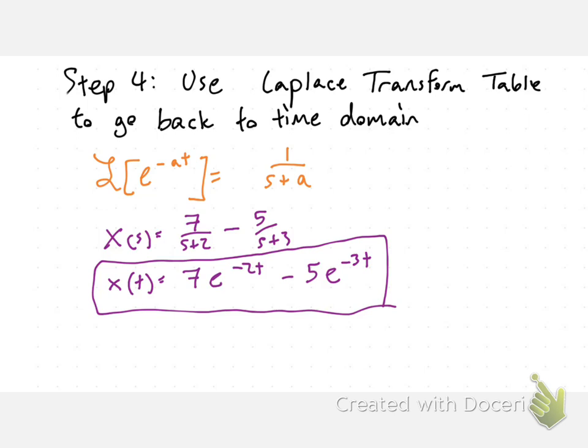But we can go through, say, X of s is equal to 7 over s plus 2 minus 5 over s plus 3, which brings us to 7e to the negative 2t minus 5e to the negative 3t. And so we now can predict x for all values because we have that input information.